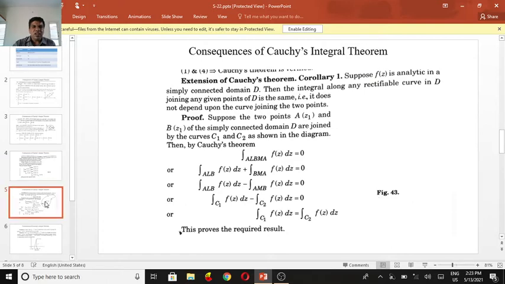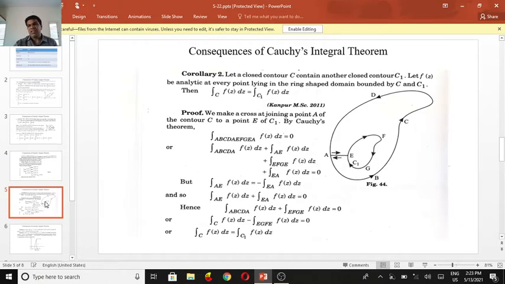In another corollary, for multiply connected regions, if a closed curve is continuous. Corollary 2 says: let a closed contour C contain another closed contour C1.